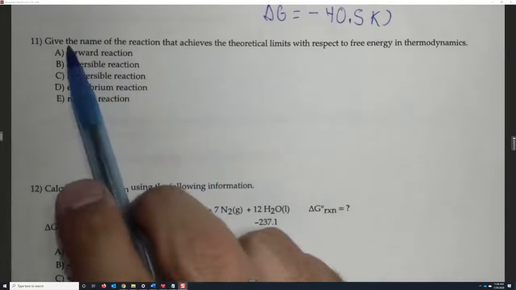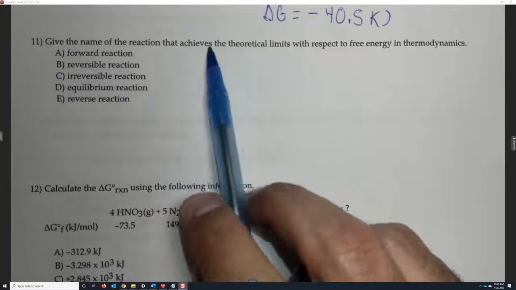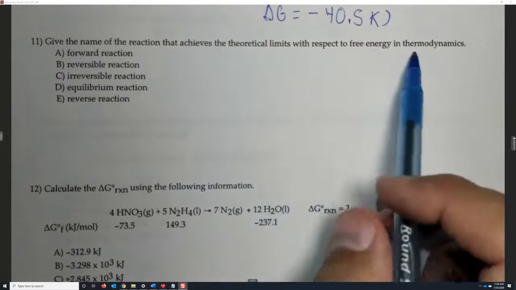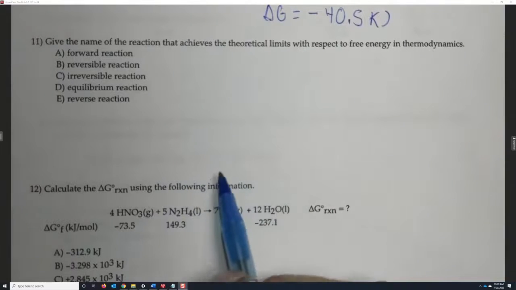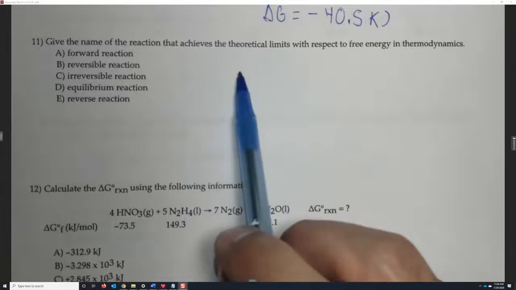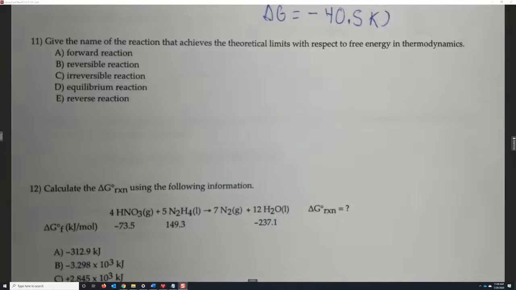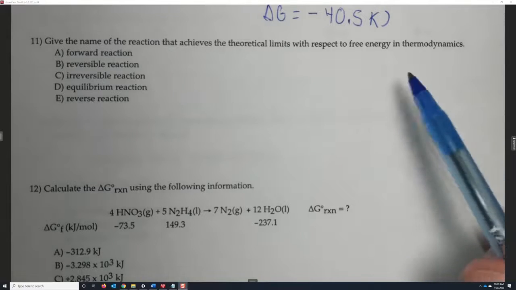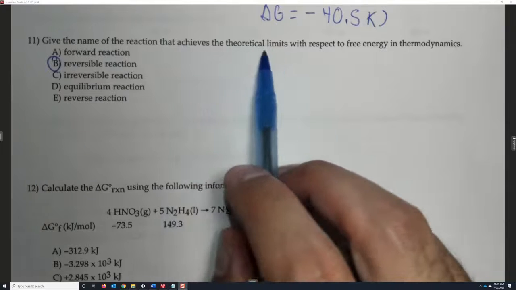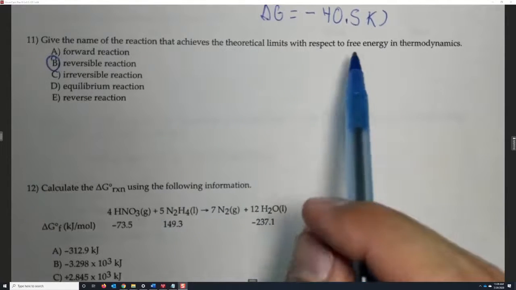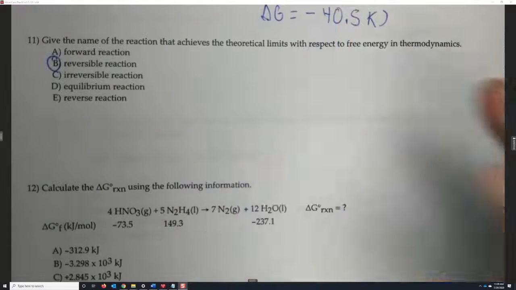Number 11 says, give the name of the reaction that achieves the theoretical limits with respect to free energy in thermodynamics. Now, again, this is like the other one that's something you just memorize. I'm not actually going to put this on the test, but a reversible reaction is the type of reaction that achieves the theoretical limits with respect to free energy.